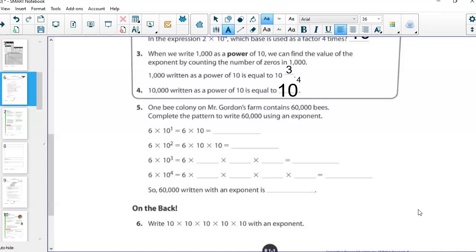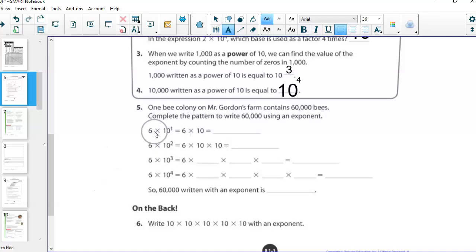Okay, so down at the bottom, number 5, we'll do a couple of these together, and then you will be doing a couple of them on your own. And then we'll look at the back page and do a couple of examples for that one. So it says one bee colony on Mr. Gordon's farm contains 60,000 bees. Complete the pattern to write 60,000 using an exponent.